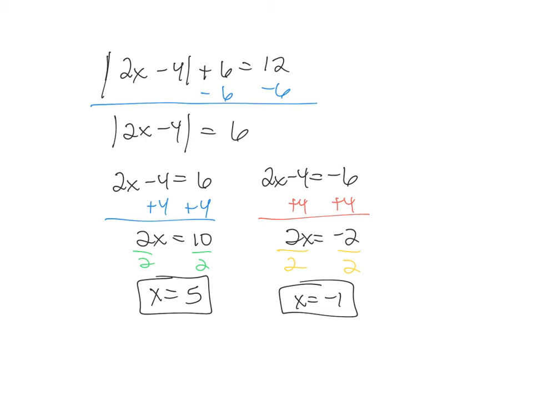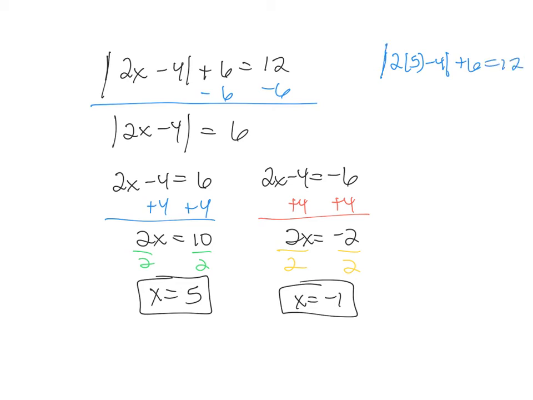So again, how do I know if my answers are right? Okay, I got 5 and I got negative 1 and I did all this stuff. Well, if I plug in 5 back into the original problem, it'll work. I should get 12 on the other side. So just to show you, if I did absolute value of 2 times 5, minus 4, plus 6 equals 12.